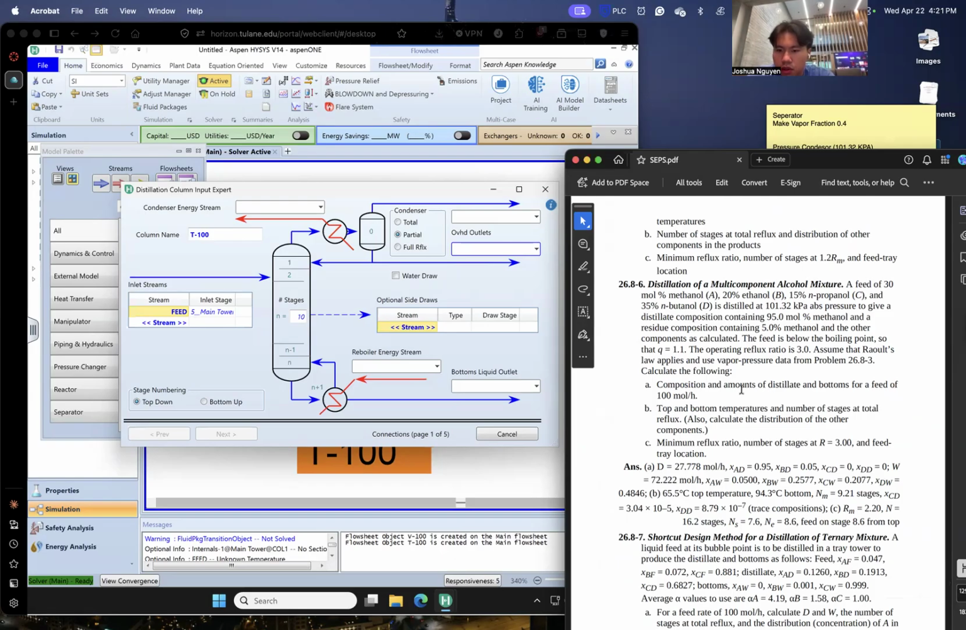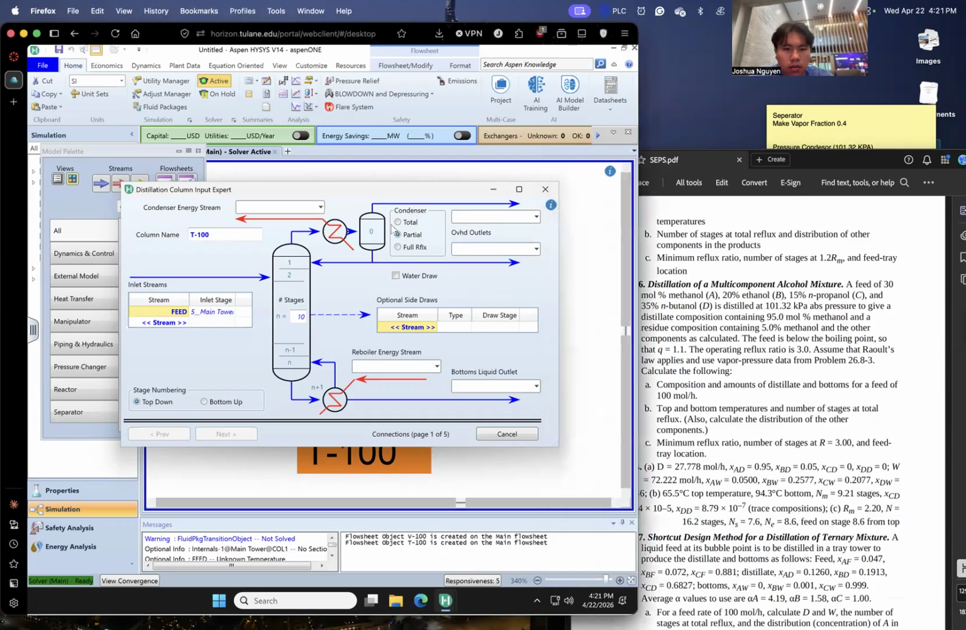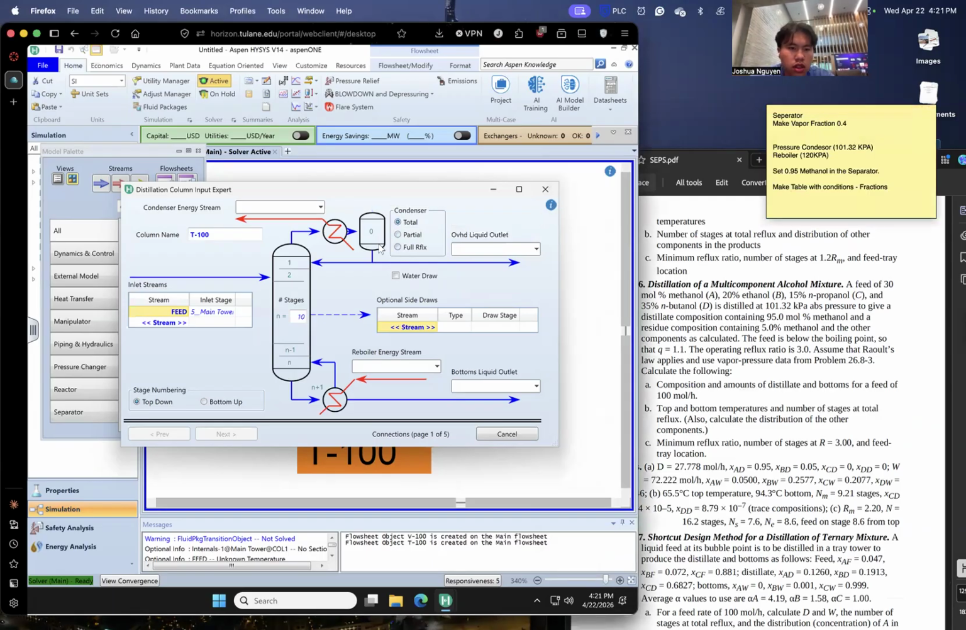Okay, I think the first two were good. We just needed to sort of redo that because this pressure was wrong. Let's assume total distillate waste, 10 stages is fine. What am I missing?